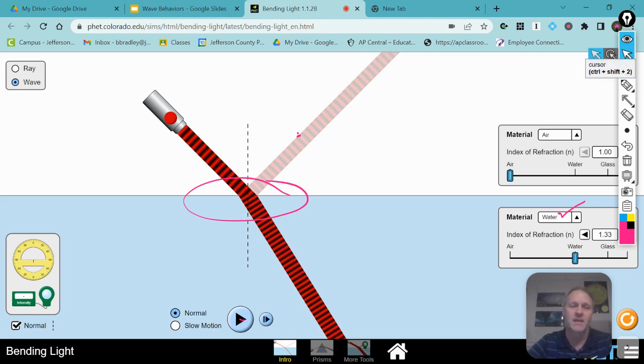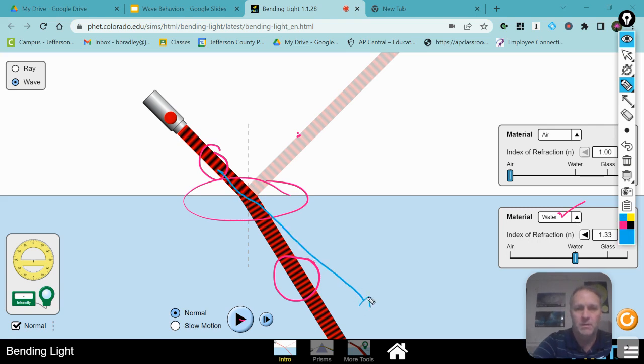So if I pause that, you can kind of get the idea that these waves right here are closer together than they were up there. Also, it's changed direction. It was trying to move in this direction, but it ended up bending down towards that dashed line when that happened.